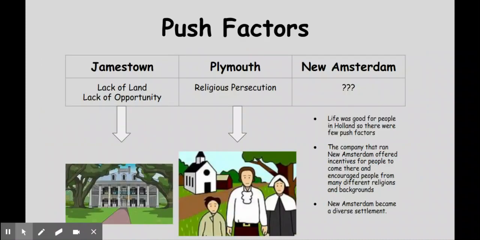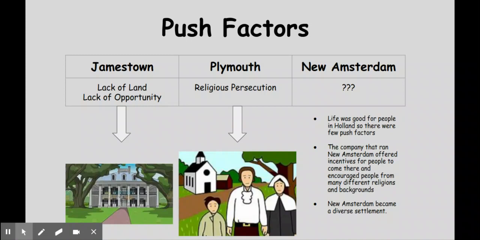Push and pull factors are the reasons people decide to leave their homes and move to a new location. Push factors are the reasons people decide to leave. For instance, the people of Jamestown left because of a lack of land and lack of economic opportunity. The people of Plymouth left because they faced persecution for their religious beliefs.